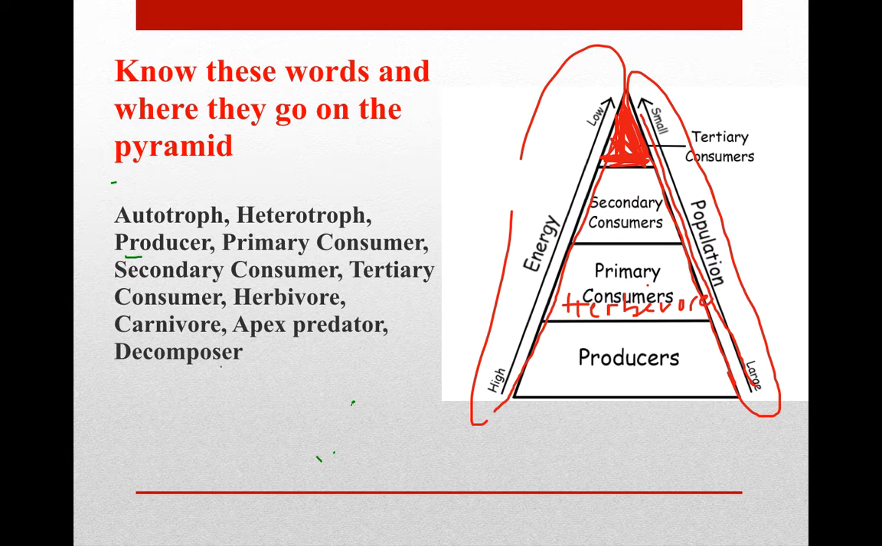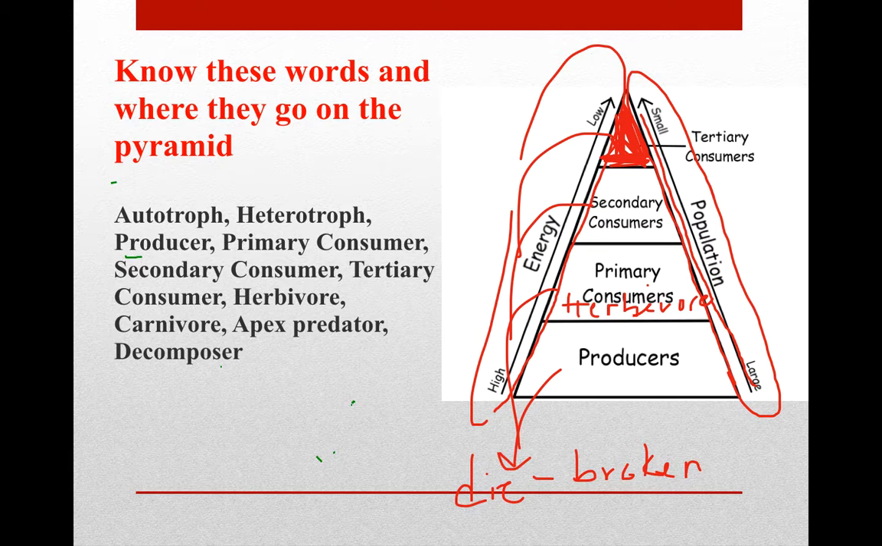Decomposers, so decomposers would be after any of these things die. So when anything on this pyramid dies, when they die, they need to be broken down. And so we have some types of bacteria, other kinds of organisms that would break this down. That would be a decomposer.